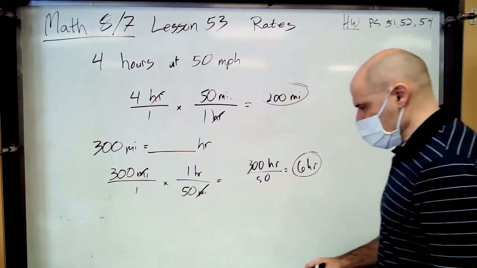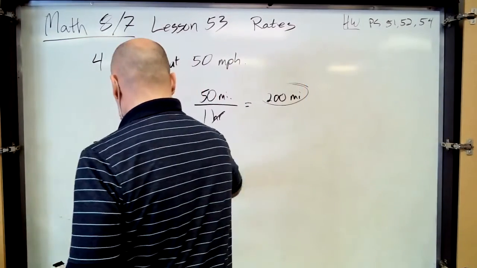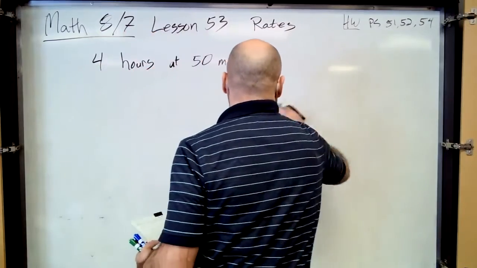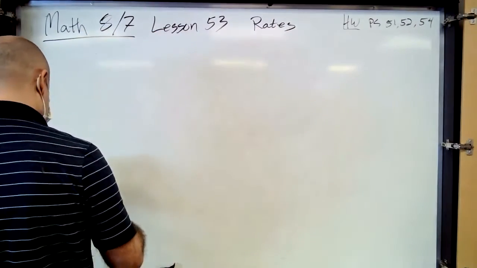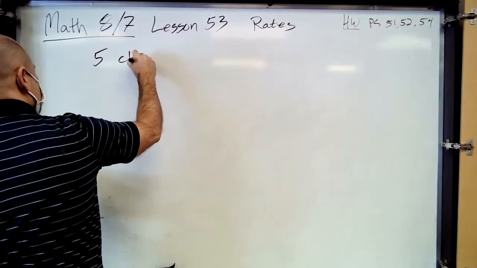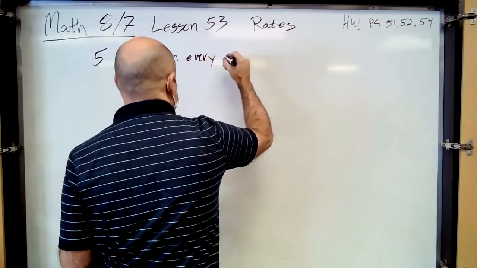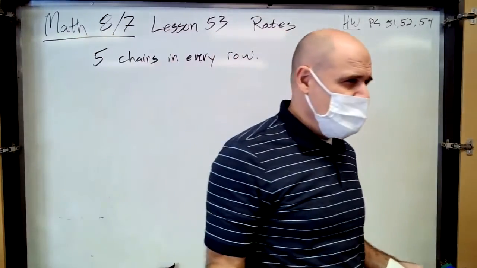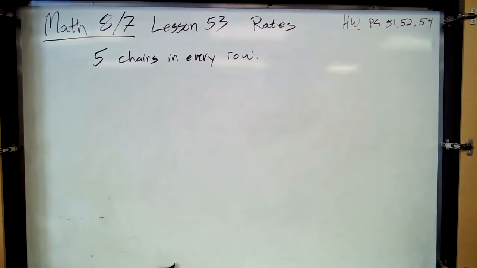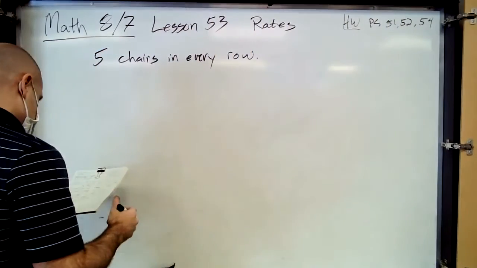All right, let's try it with something else. Let's try another rate here. Let's say there are 5 chairs in every row in a theater or an auditorium, okay? So can you visualize this auditorium? 5 chairs. Yeah, it's a small auditorium, but maybe it's COVID friendly, so they're spaced out or whatever. 5 chairs in every row, okay?